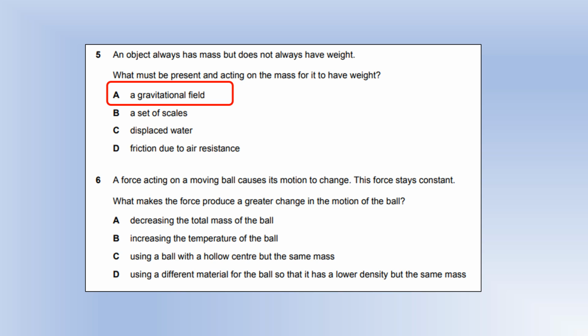A force acting on a moving ball causes motion to change. This force stays constant. What makes the force produce a greater change in the motion of the ball? So essentially we're using F equals ma here. So if we have a smaller mass, that's going to give us a bigger acceleration for the same force there. And all the other ones actually would have no effect at all overall.